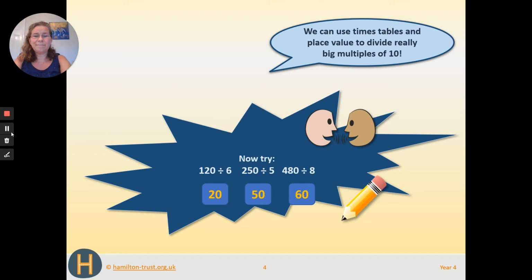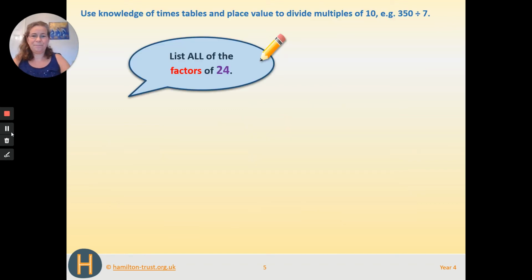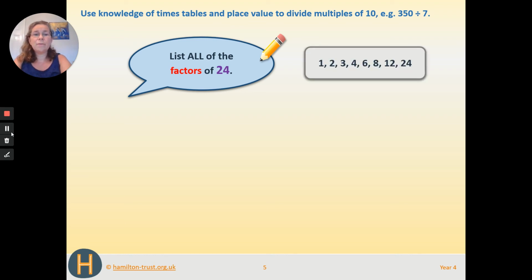Did you get them right? Excellent. Well done. Give me a high five. Okay, now we're going to list all of the factors of 24 in our books. Press pause and see if you can write them down now. Did you get them right? It should be 1, 2, 3, 4, 6, 8, 12 and 24. Don't worry if you didn't get them all down. They're very helpful for the next activity.